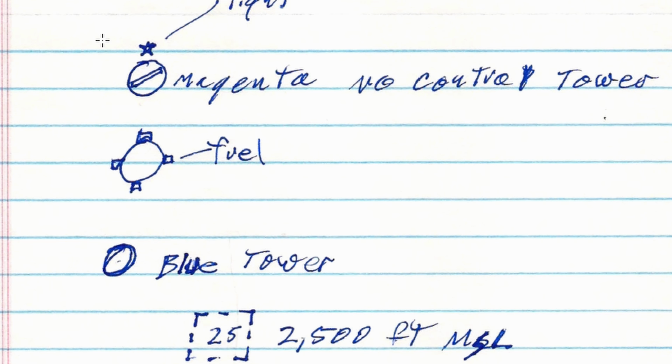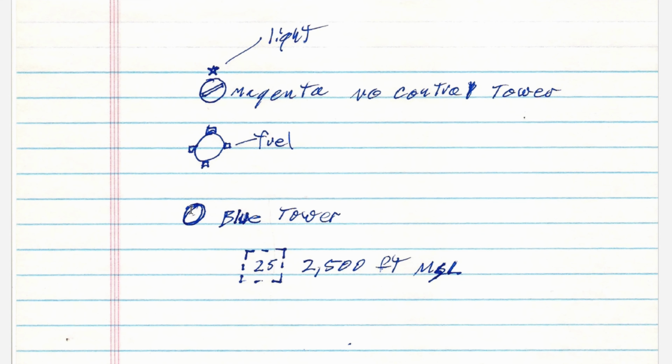Okay, you need to know, like I say, 60-70% of my questions were all on the sectional. Okay, you need to know what that symbol means on an airport. Magenta means no control tower. That symbol means there's a light. Okay, this symbol here, those little nubs that stick out, little tabs that stick out, means they have fuel. Blue means it's tower. Okay, this was a test question.